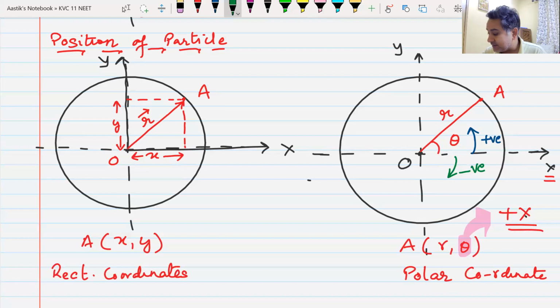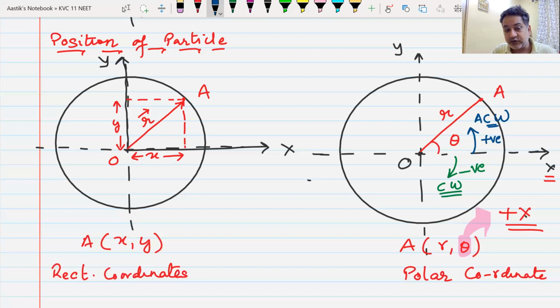Basically, this is anti-clockwise. Anti-clockwise angles are taken as positive and clockwise angles are taken as negative. I told you that before also. Yes or no? Did I tell you? That is the sign convention we use. So instead of telling you x and y, I can tell you r and theta. This theta is known as the angular position of the particle.